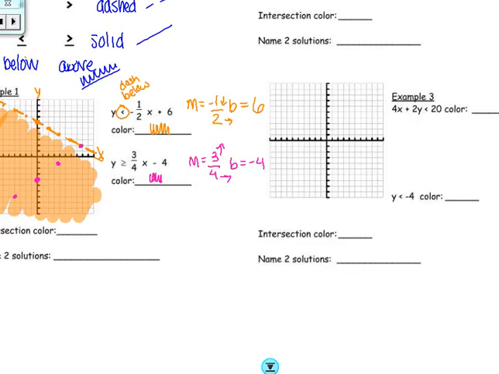Now you should notice on this inequality, I'm greater than or equal to, so that means I'm a solid line, and I'm going to color above the line. So connecting these points, solid line, and now I'm going to color everywhere above the line.